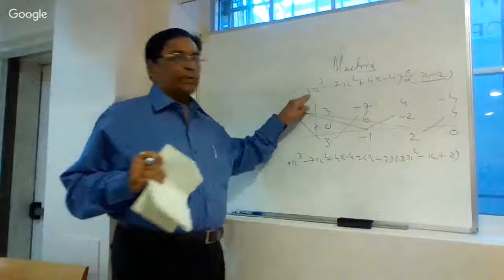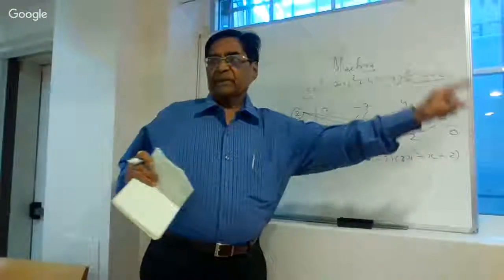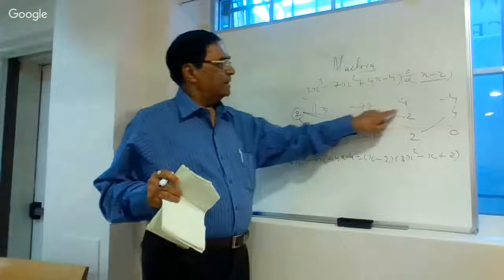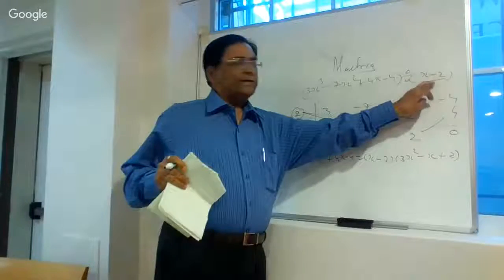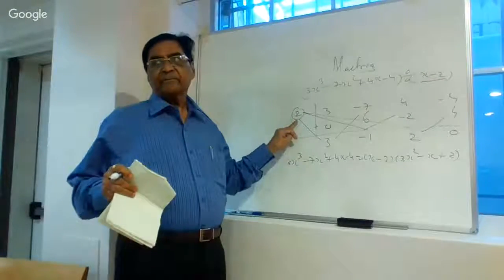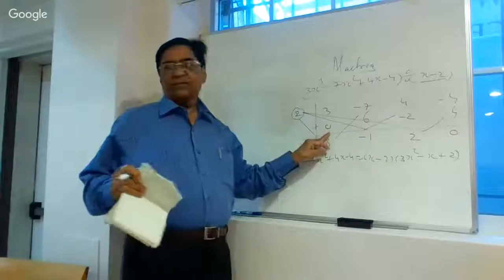See now, put the coefficients in descending order. It is 3, minus 7, and so on. Because these are 0, we are getting x equal to 2. Put it here. It's the root of the divisor. Then you put 0, start with 0.